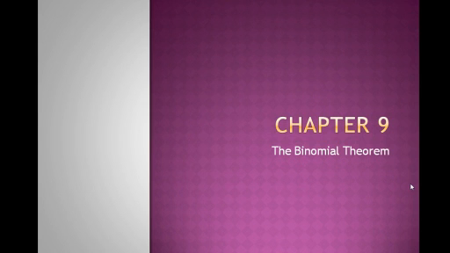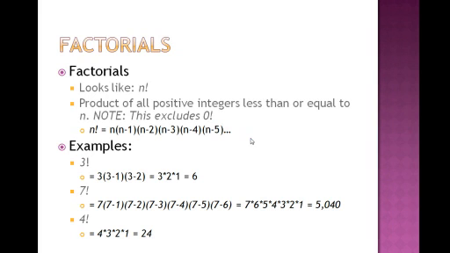Alright, welcome to Chapter 9, focusing on the binomial theorem. The first thing we need to explore is the concept of factorials. So, the first thing you need to know about factorials is they look like a letter or a number followed by an exclamation point. So, it looks like n factorial.